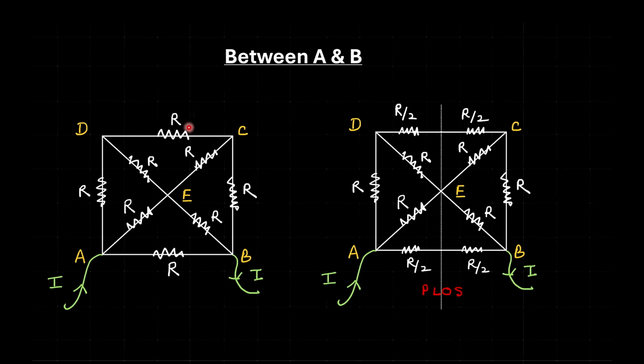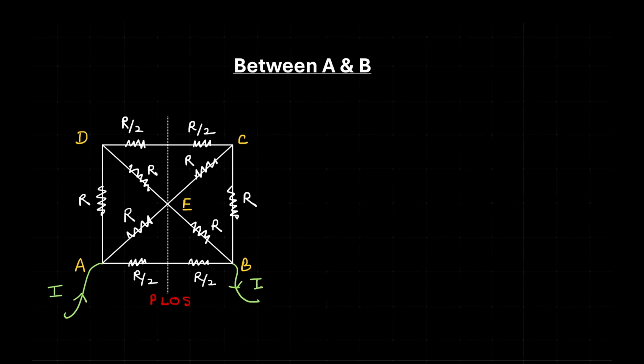And what I have done, this is R. I have conveniently distributed this R into R by 2 and R by 2 because of the series combination, and same here. So for this hypothetical line, the elements on the left side and the elements on the right side are mirror images of each other. And what does that mean? This is the entry point and this is the exit point. So the symmetry will require that if this current is X, this current is X, and obviously it has to be because there is no bifurcation here.